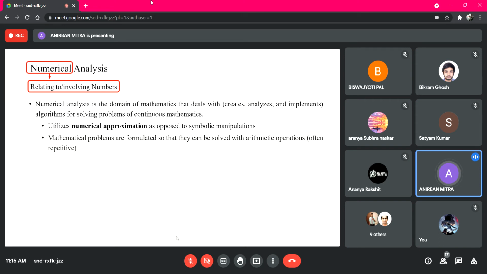But before that, let's say that mathematical problems are formulated so that often these arithmetic operations are repeated. So repetitive arithmetic operations are performed in order to solve these mathematical problems. Now, obviously, mathematical problems have their own definitions. So basically here, instead of formulated, it would be better if we write reformulated.